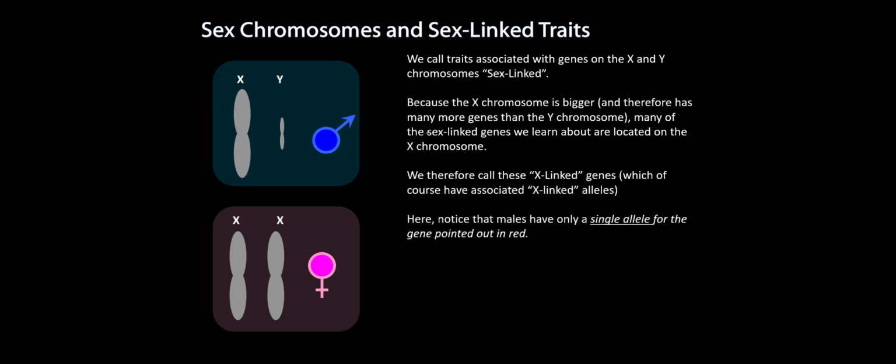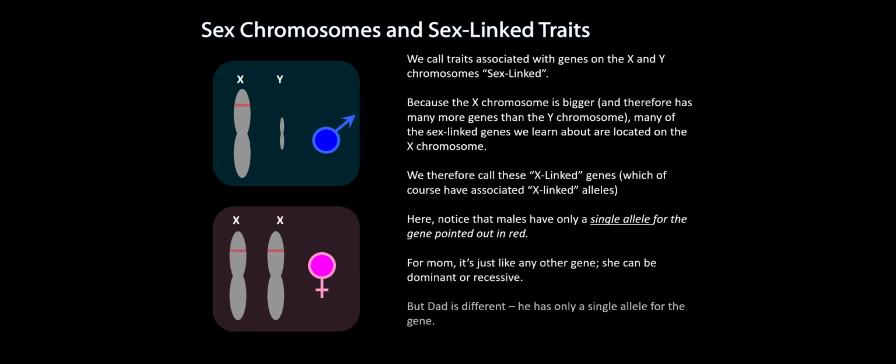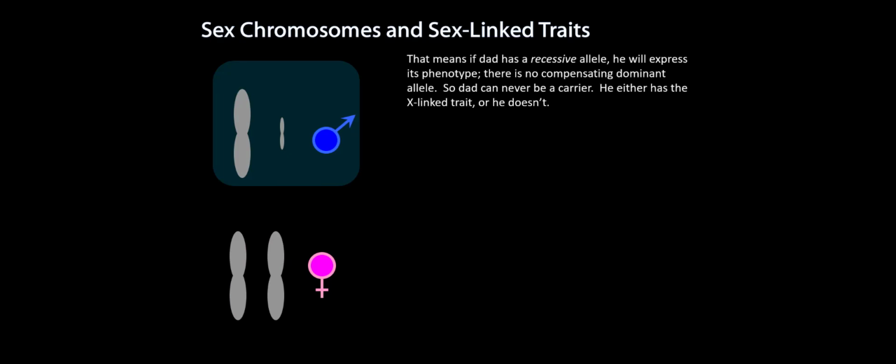Okay, so here we notice that males only have a single allele for a gene pointed out in red. Okay, so for mom, it's just like any other gene. She could be dominant or recessive, but dad's different. He only has a single allele for the gene. So we would call this state being either homozygous or heterozygous, but this state is called hemizygous. Okay? All right. So that means if dad has a recessive allele, he will express its phenotype. There's just no compensating for the recessive trait with a dominant allele. So dad can never carry a recessive trait on the X chromosome. He either has it or he doesn't.